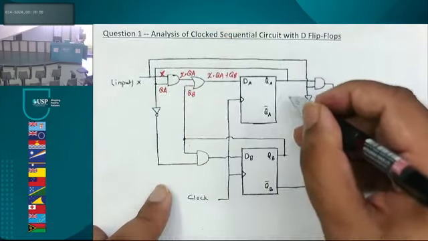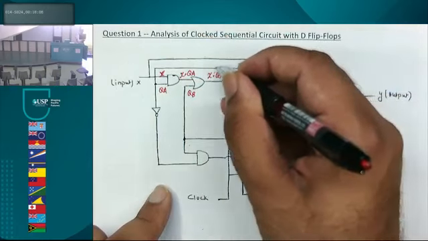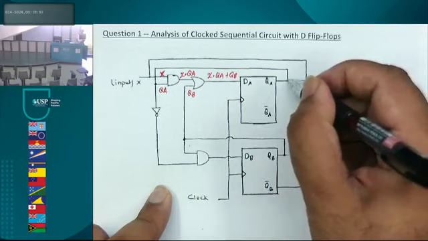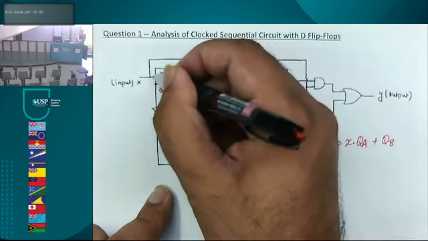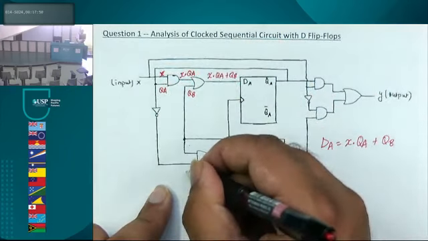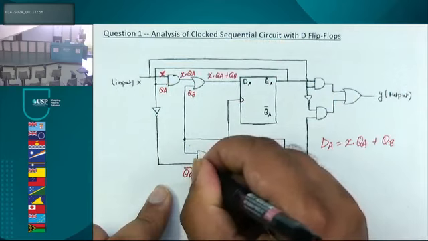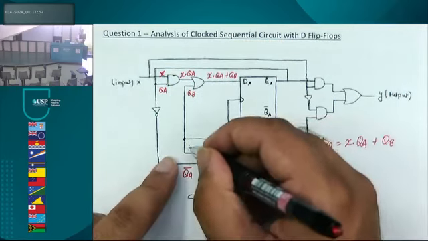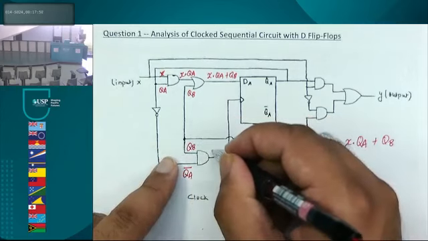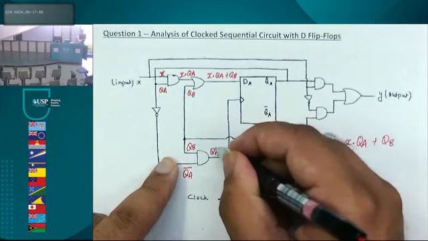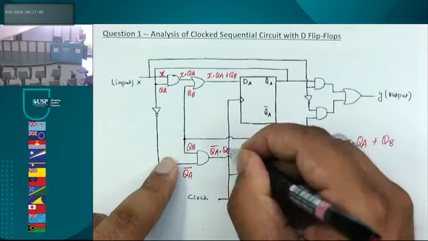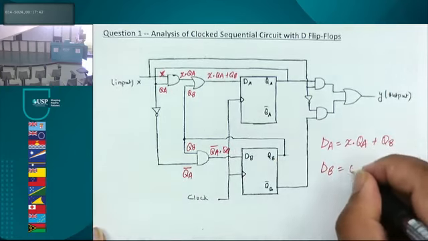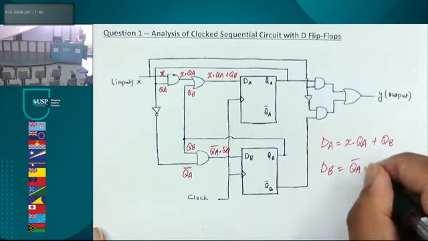Now, let's look at this one here. What's this line here? Look at this line. That is QA. You have to follow the line. That becomes QA bar, right? What about this line here? That's coming in from QB. So that's QA bar and QB. So what can we say about DB? DB is equal to QA bar and QB.